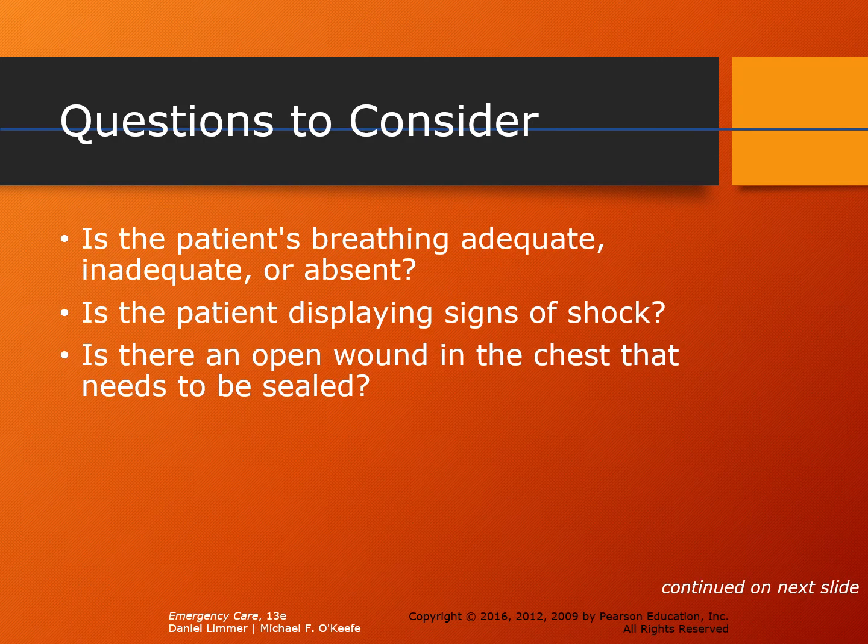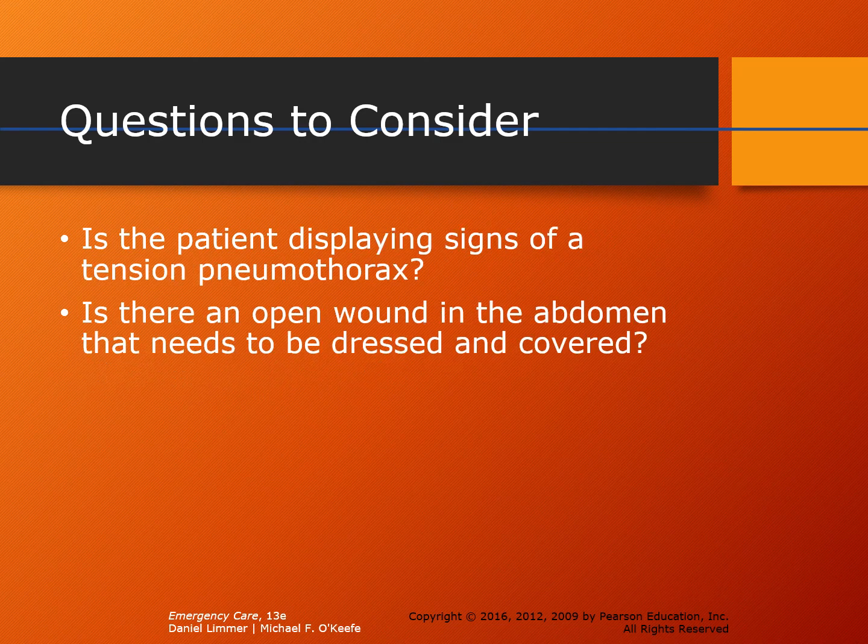Some questions to consider for abdominal and chest wall injuries. Is the patient's breathing adequate, inadequate, or absent? Is the patient displaying signs of shock? Is there an open wound in the chest that needs to be sealed? Is the patient displaying signs of a tension pneumothorax? Is there any open wound in the abdomen that needs to be dressed and covered?